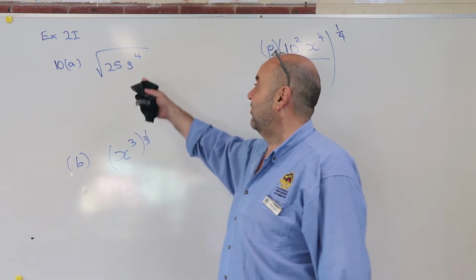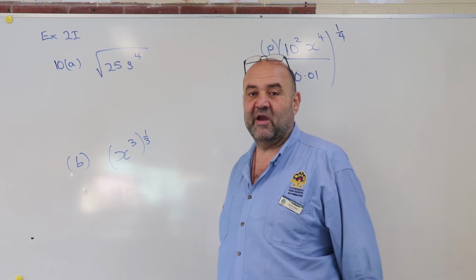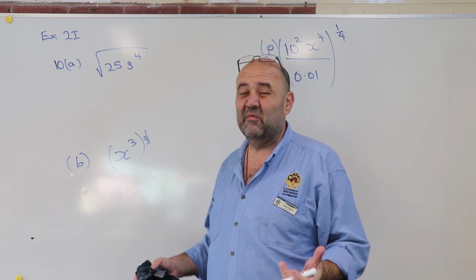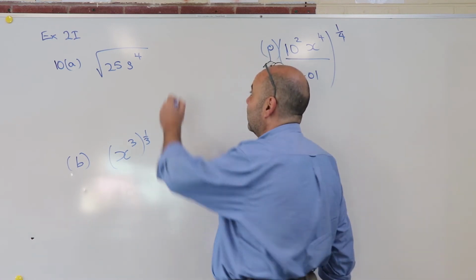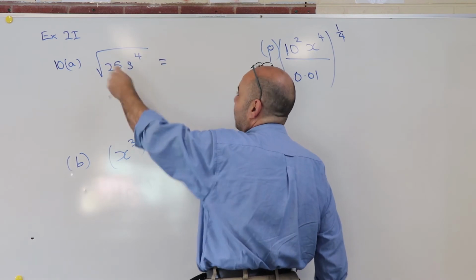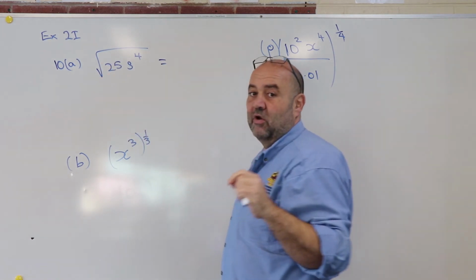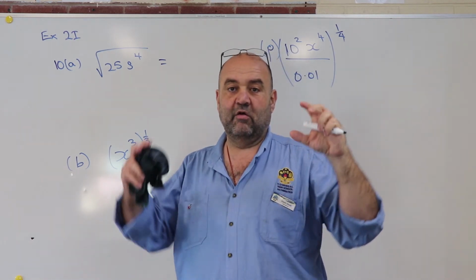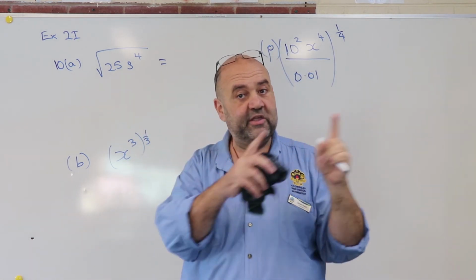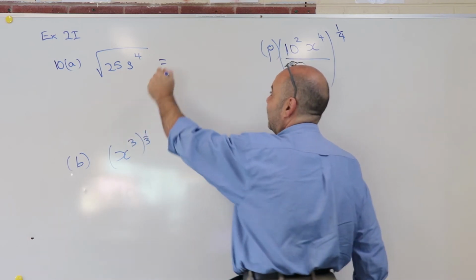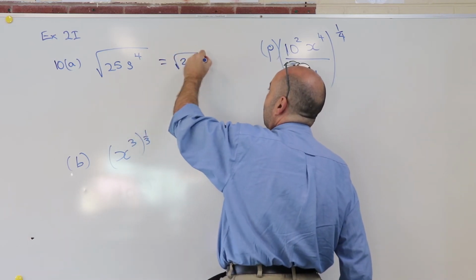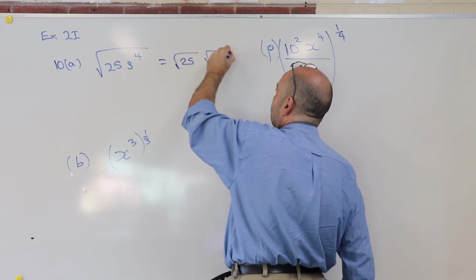I need to simplify the square root of 25s to the power of 4. Well, what does square root mean? Square root means I've got the square root of that multiplied by that. So when I've got a radical of things being multiplied, it's the radical of each one of them. So this is the square root of 25 times the square root of s to the power of 4.